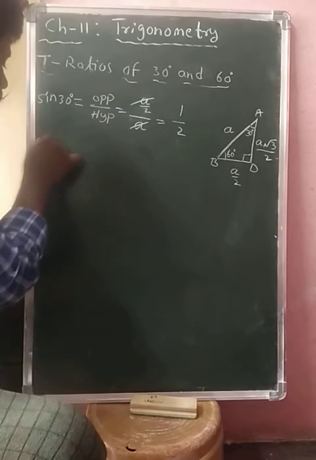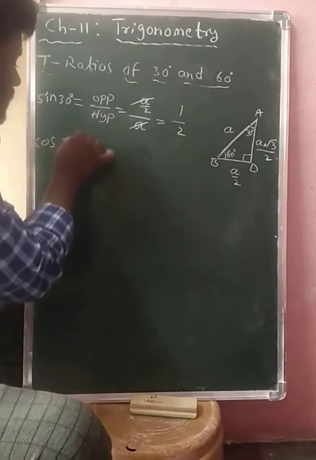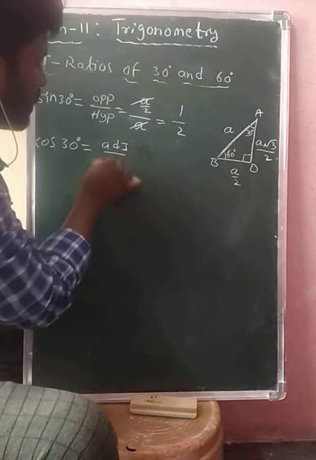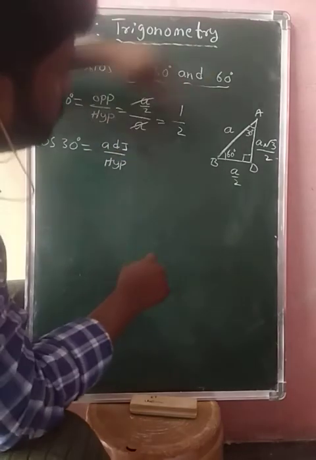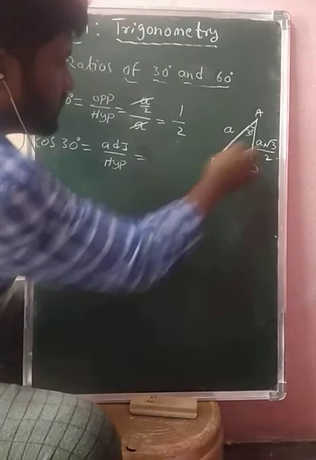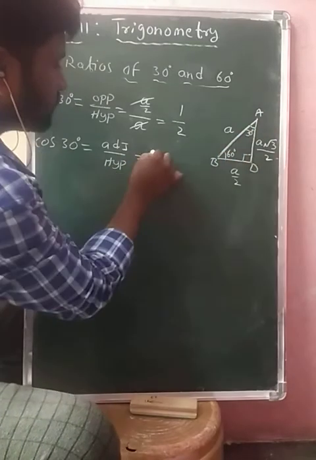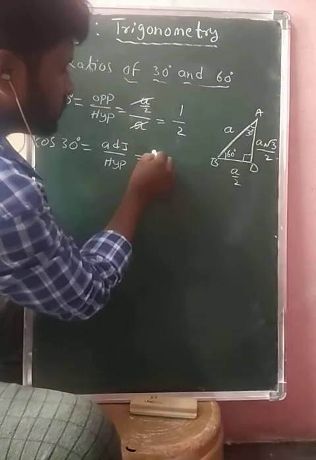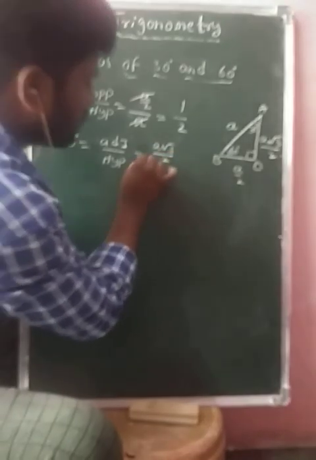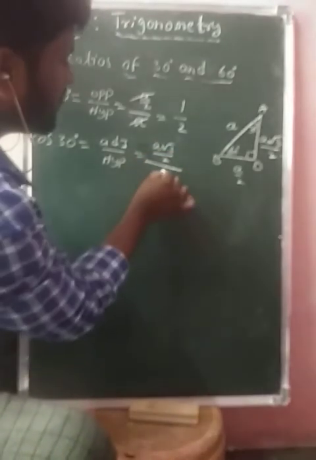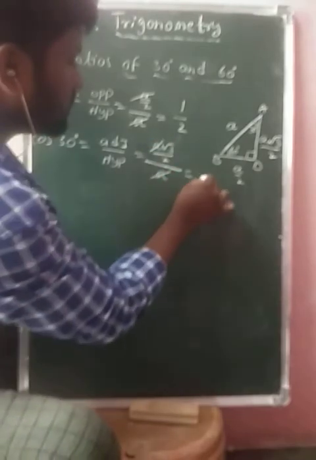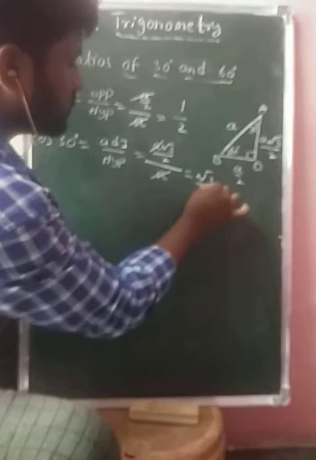And in the same manner, cos 30 degrees. Cos ratio, cos means adjacent side by hypotenuse. The length of the adjacent side to 30 degrees by the length of the hypotenuse. The adjacent side is AD, that is A root 3 by 2, by hypotenuse, that is A. A cancels, so cos 30 degrees is equal to root 3 by 2.